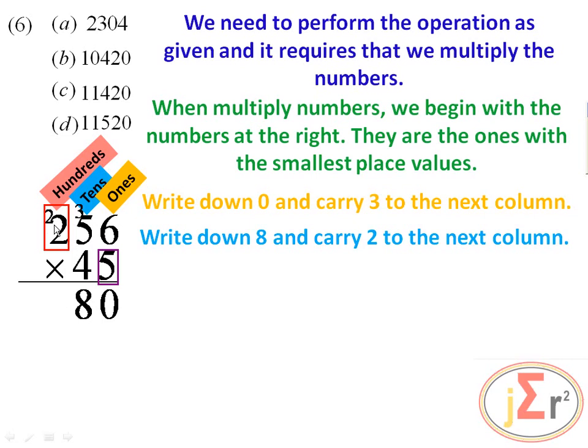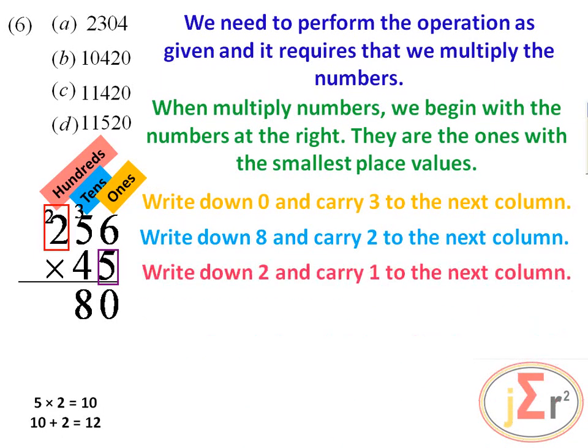So 2 will be added to the 10, and 2 plus 10 will be 12. So we have 5 2s 10, then we add the 2 that was carried, and we get 12. But because there is no other column, we may just write the 12 down. So write down 2 and carry 1 to the next column.